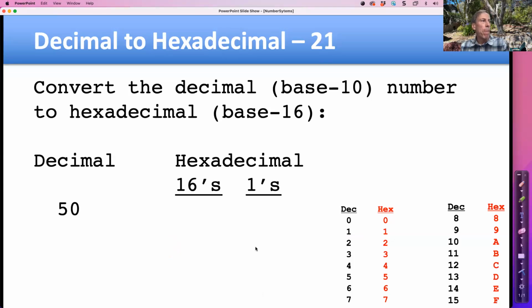How about this one? I owe you $50. I'm going to give you $16 bills. How many could I give you? Okay, well, one would be 16. Two would be 32. Could I give you three? Yes. If I gave you three $16 bills, that would be $48.